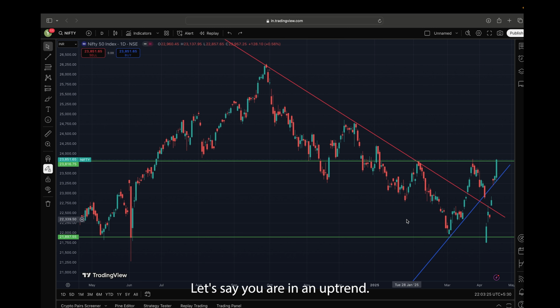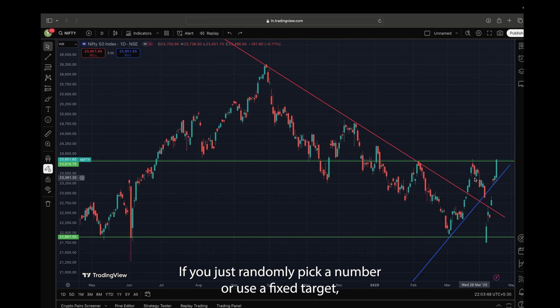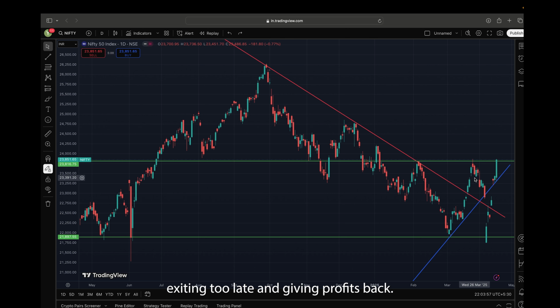Let's say you are in an uptrend. You have drawn a trend line connecting the swing lows and price bounces off that line. You enter a long trade. Great. Like this. Over here, you would have got into the trade. But now you ask, where should I book my profit? If you just randomly pick a number or use a fixed target, you are leaving money on the table. Or worse, exiting too late and giving profits back. And that's why the resistance level is a must over here.